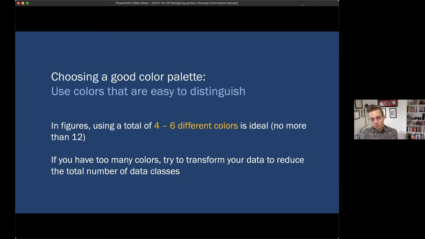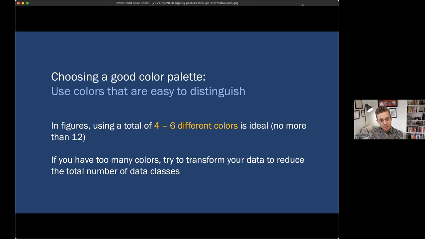So in general, when it comes to designing figures with color, it's best to use really a total of 4 to 6 different colors. That's really ideal. You can use a few more than that, but just keep in mind that the more colors you put into a figure, the harder your figure is going to be to read and understand. Ultimately, you really shouldn't be putting more than 12 colors in a figure, because at that point, it's really hard for any person to easily differentiate what all those different colors might mean.